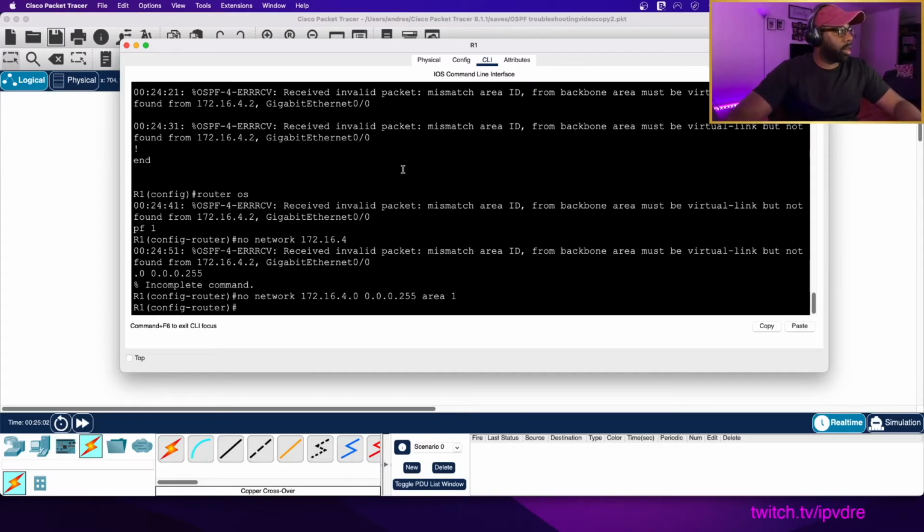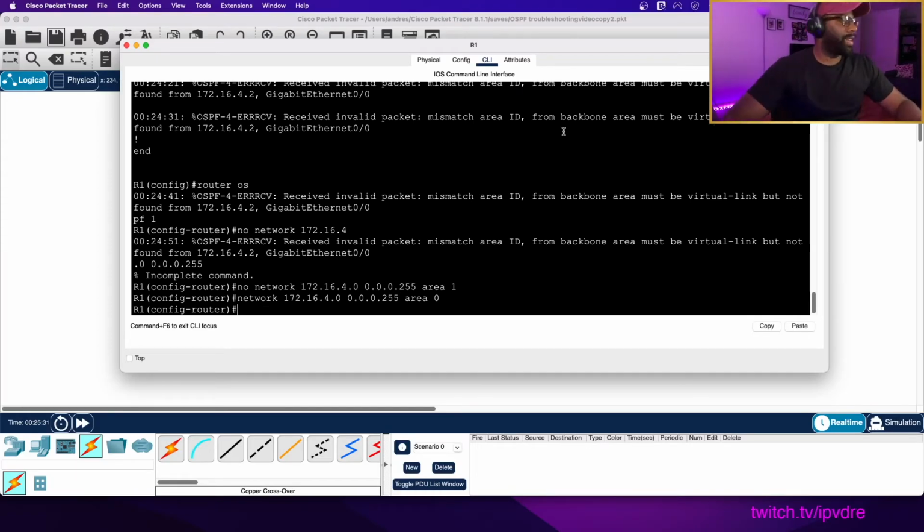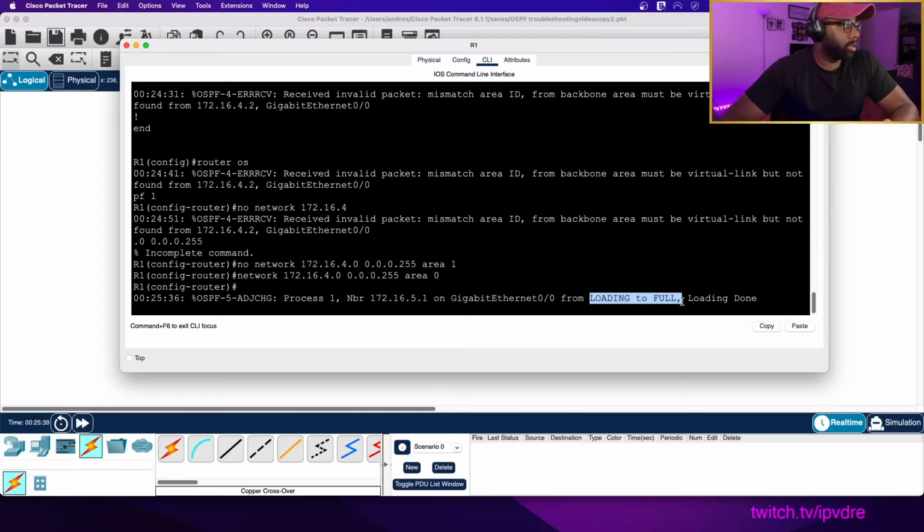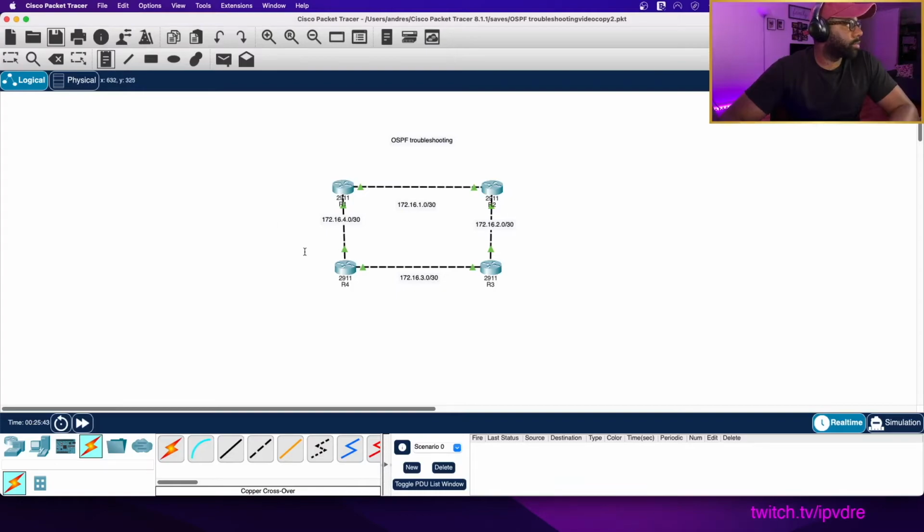So all of this syslog notifications, they should stop now. And then we're gonna enter the correct command for it, right? So now we're gonna do network 172.16.4.0, and then 0.0.0.255 area 0, right? Now the neighborship should form between these two because their interfaces are in the same area, right? There we go. So what we had here was mismatched area, right? What we had here was duplicate router ID, right? Now we have one more.